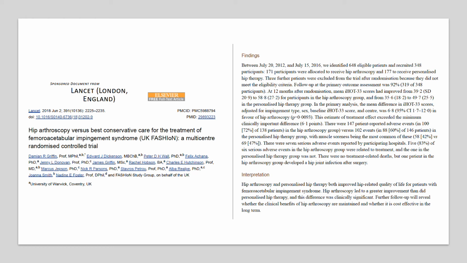But when surgery again is required, it does have reasonably good outcomes. This is probably the highest quality study that's been done, looking at hip arthroscopy versus conservative treatment, showing that people do tend to do quite well if they're well selected and go on to have hip arthroscopic surgery for femoroacetabular impingement.